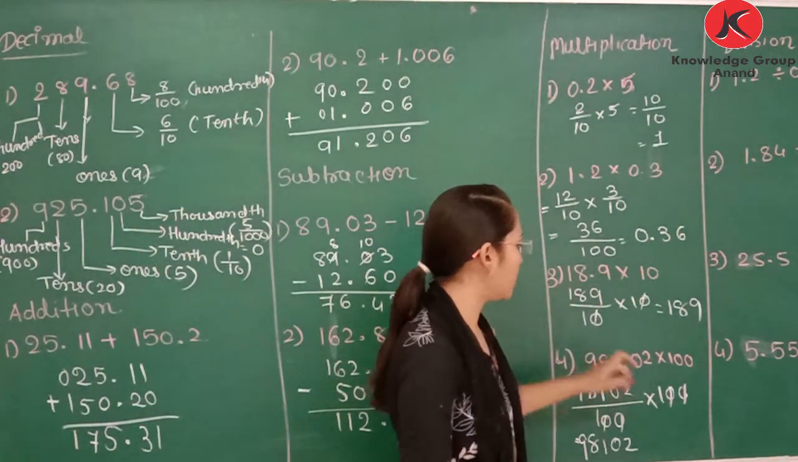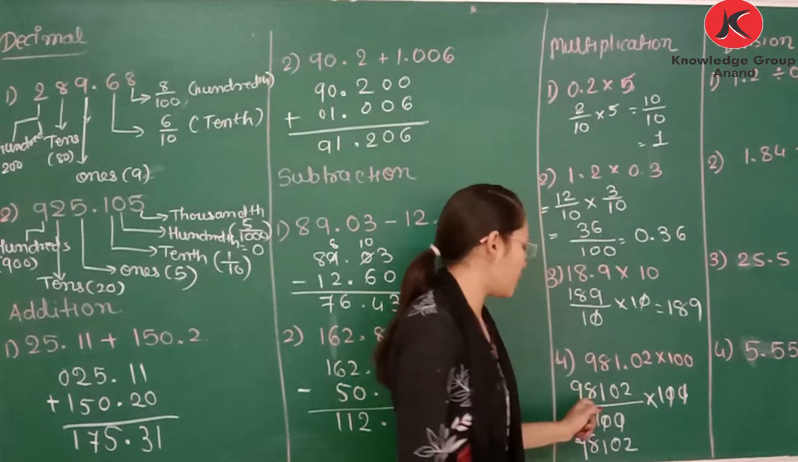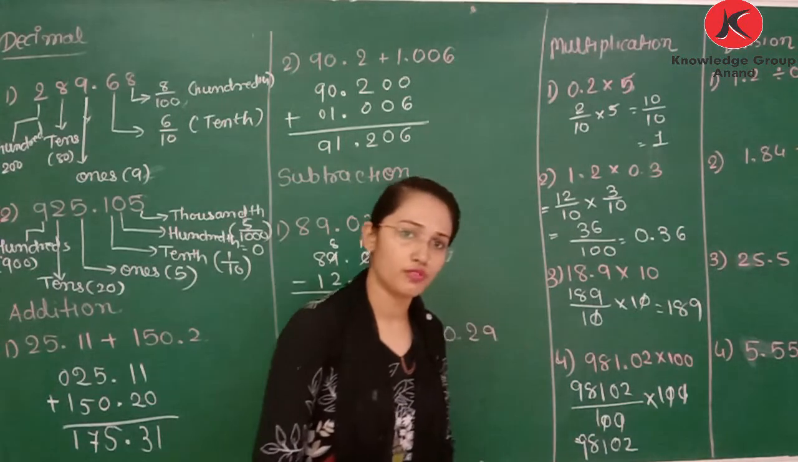So it is 189. Here 2 0 in a multiplication, so move 2 steps to the right side. So it is 98,102 will be your answer.